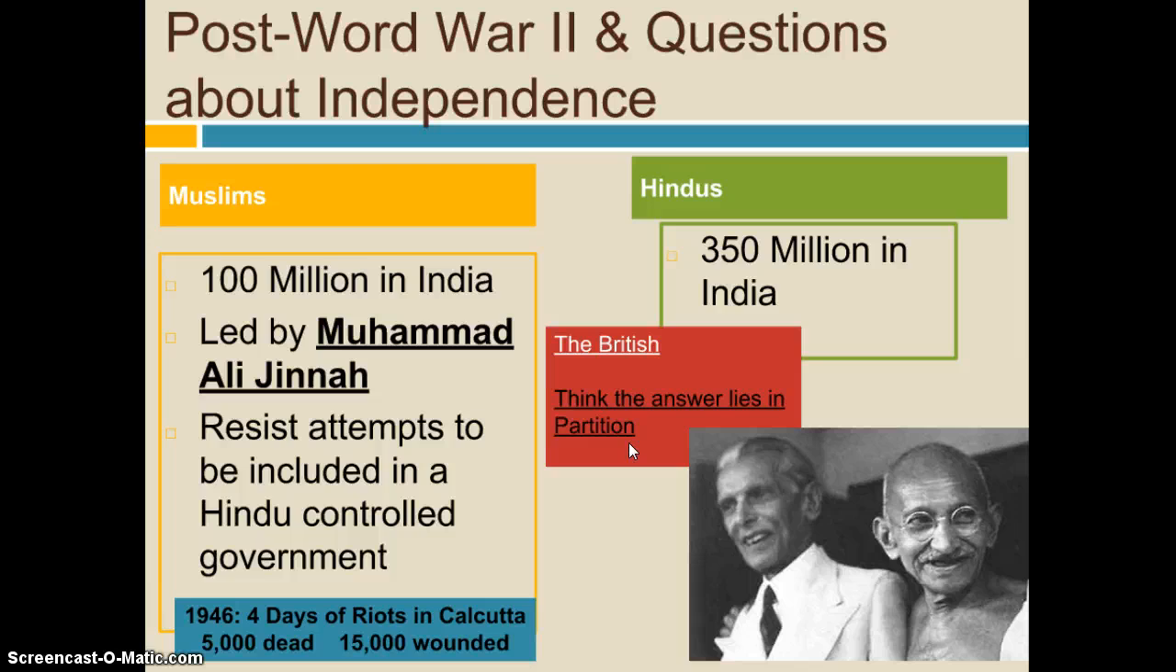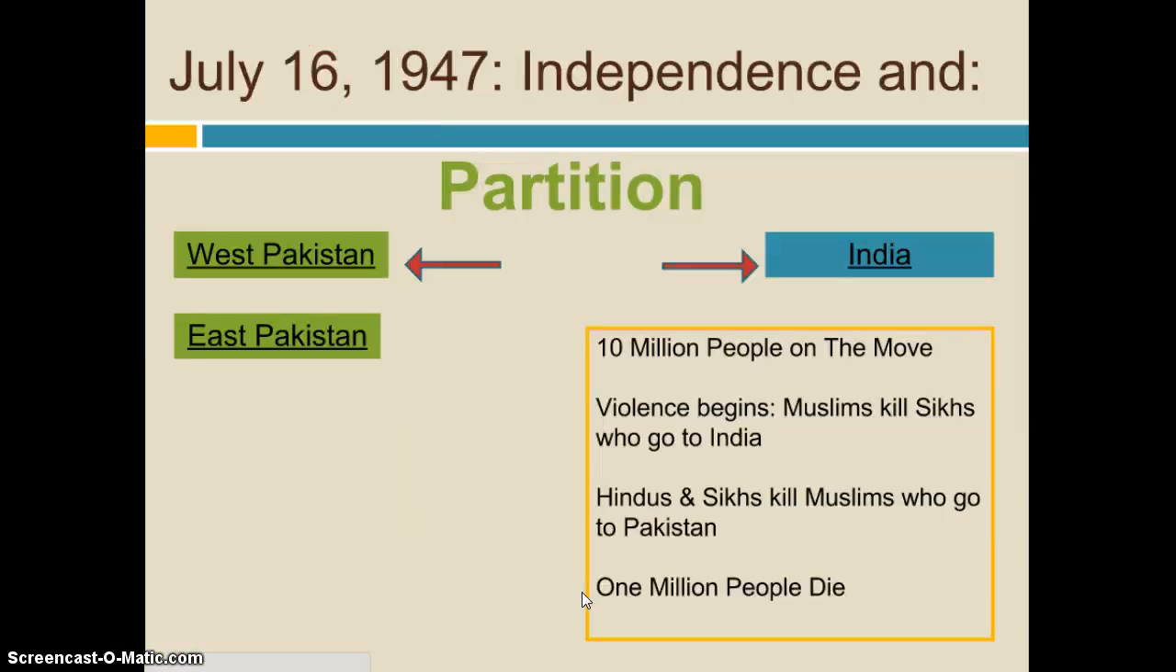And when they start to put that out there, there's this massive riot, 4 days of riots in Calcutta, 5,000 dead, 15,000 wounded. I believe this is shown in the end of Gandhi. Gandhi fasts, almost to death for this violence to stop. So it seems clear that they've got a partition. So on July 16th, 1947, India becomes an independent nation and then is immediately divided between India and West and East Pakistan. So this is the Muslim part and this is the Hindu part.